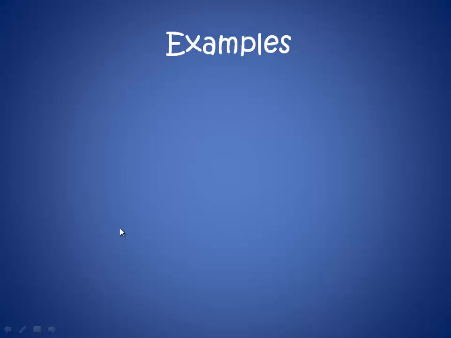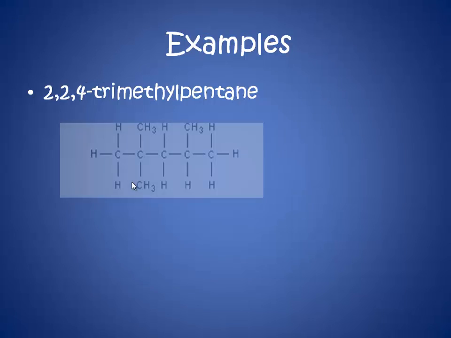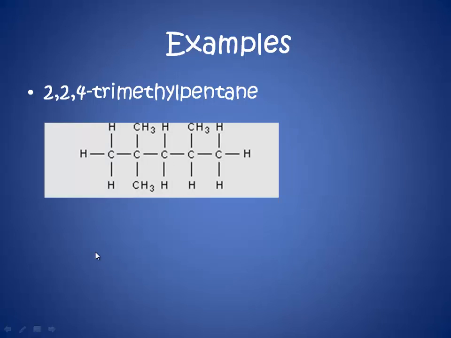We have some examples of how to draw structural formulas for alkanes. So the first one we have is 2,2,4-trimethylpentane. So we have here pentane. We must put the number of carbons, that in this case is 5. So we put the carbons in a line, and then we have the methyls. In the carbon 2 we have 2 methyls, and in the carbon 4 we have another methyl.